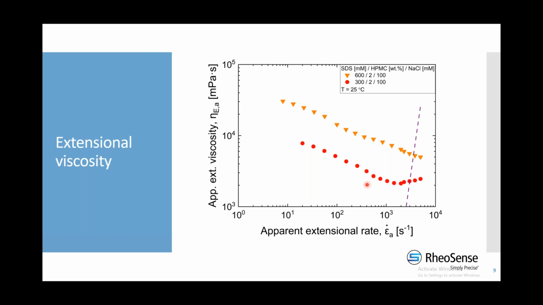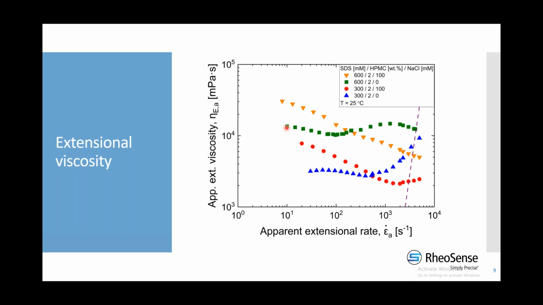So now we're going to plot the samples that do not have any salt. For the lower extensional rates, these samples have lower viscosity than the salt samples. And there's also a more gradual decrease in viscosity for these lower rates. Now, if you look beyond a certain rate, they actually show this apparent extensional thickening. And because of this, you get this crossover here. So pretty much the samples with salt have a higher viscosity at low rates and a lower viscosity at higher rates.